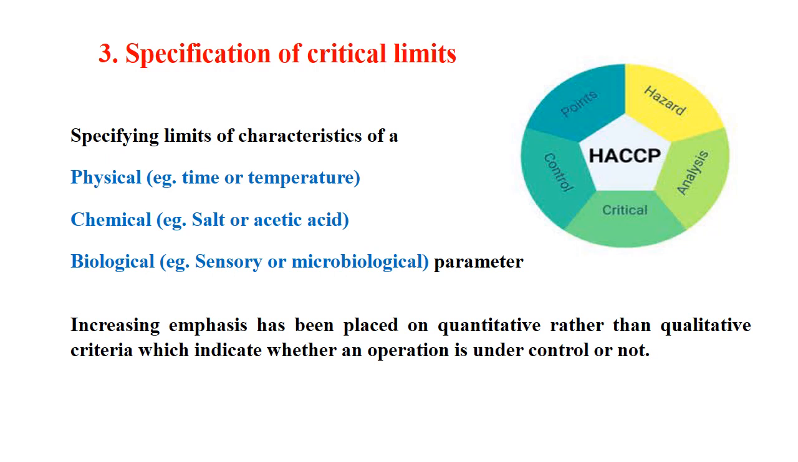So we can fix a certain particular temperature which can assure the control. So that temperature is the critical limit. Sometimes it is time, sometimes some chemicals, sometimes other parameters. So increasing emphasis has been placed on quantitative rather than qualitative criteria which indicate whether an operation is under control or not.